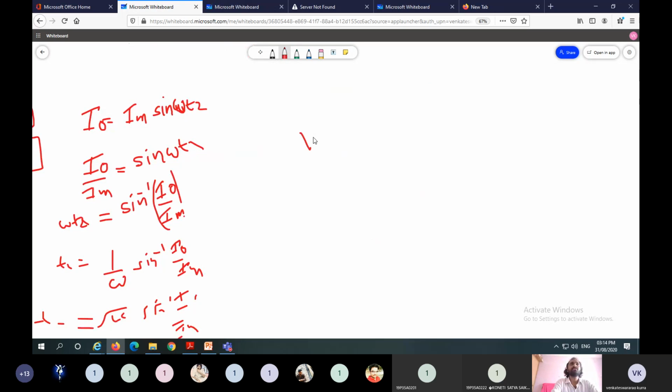So the voltage across the capacitor VR equal to 1 by C integral of I dt, and this one is from 0 to T2, where the negative voltage appears.